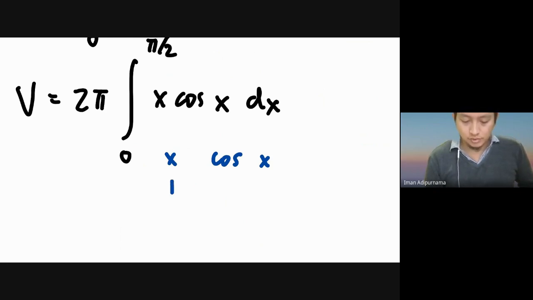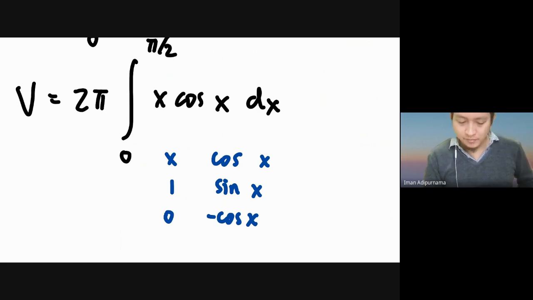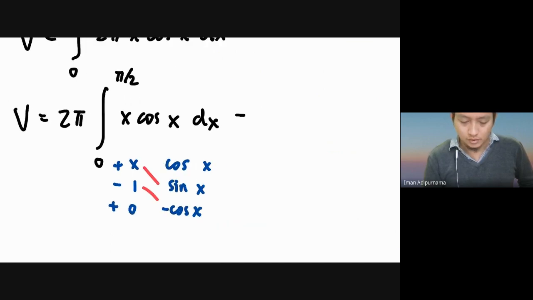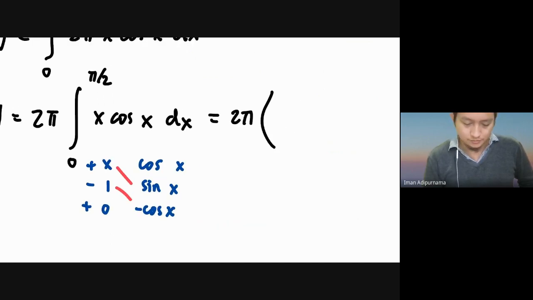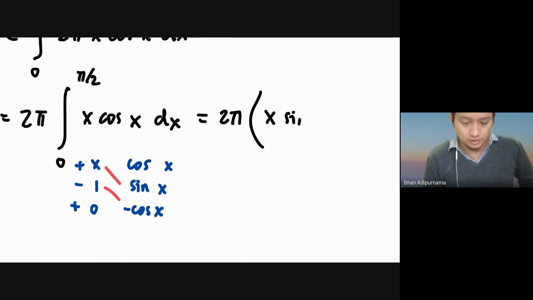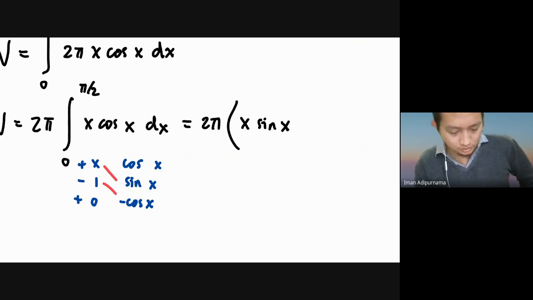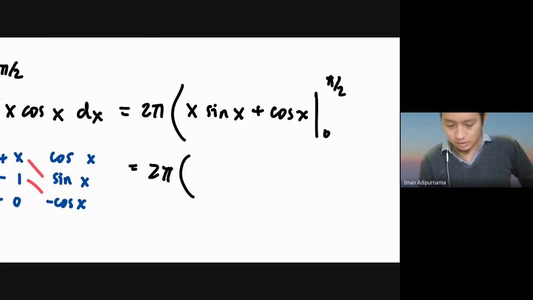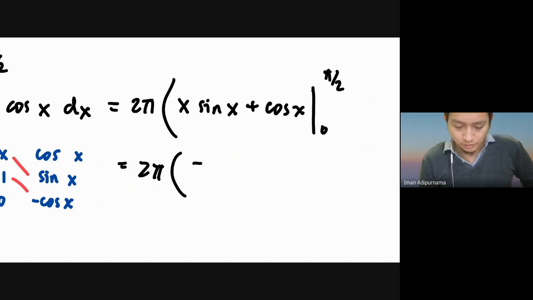This will be 1. This will be sine x. So plus, minus, plus. So we can have 2 pi, x sine x plus cos x, from 0 to pi over 2. So 2 pi, pi over 2, this is pi over 2, pi over 2, 0, 0 plus 1.